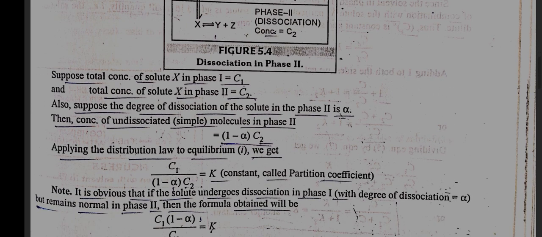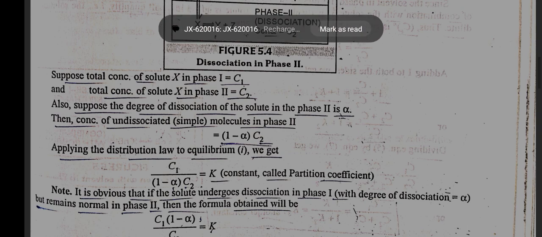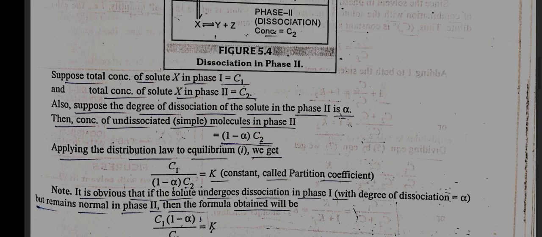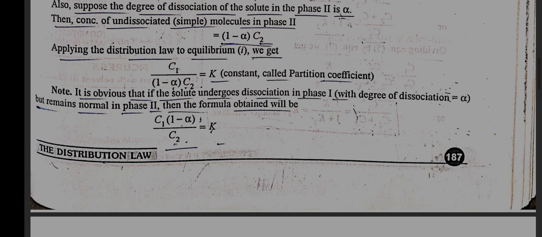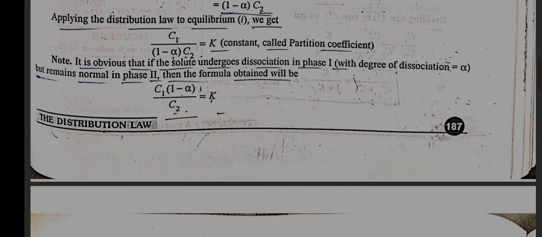Suppose the total concentration of solute X in phase 1 is C1 and the total concentration of solute X in phase 2 is C2. Also, suppose the degree of dissociation of the solute in phase 2 is alpha, then the concentration of undissociated molecules in phase 2 is equal to (1 minus alpha) C2. Applying the distribution law to equilibria, we get C1 divided by (1 minus alpha) C2 is equal to K, that is a constant called the partition coefficient.